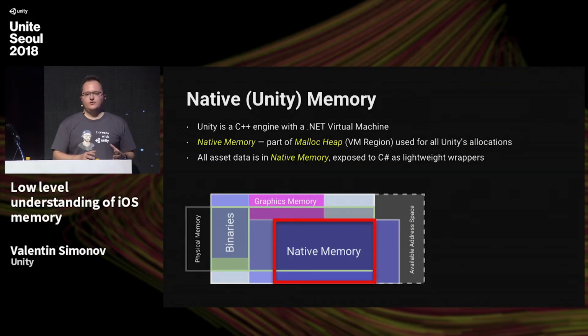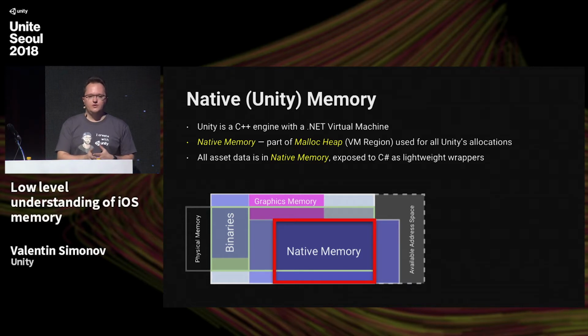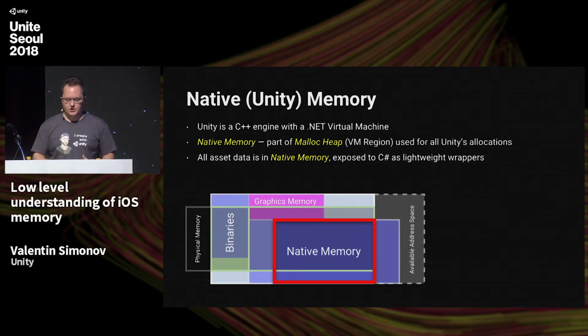So we get to more Unity-related stuff. Unity is a C++ engine with a .NET virtual machine. And it allocates memory for all its resources in what is called native memory. Native memory is a part of malloc heap used for all Unity's allocations. For example, when you create an instance of the Texture2D class, all its actual data, the texture data, will be allocated into this block of memory, native memory. And it will be exposed to C# scripting as a lightweight wrapper you can work with in your C# code.